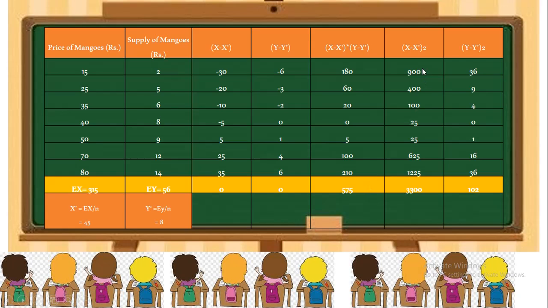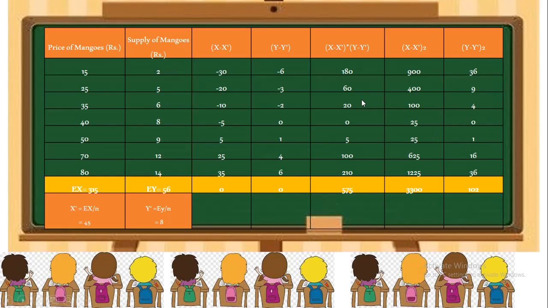Now in the denominator we want x minus x bar square and y minus y bar square. So x minus x bar square will be again x minus x bar. So 30 into 30, which is 900. 20 into 20, which is 400. 35 into 35, which is 1225. And when we make the total, it is 3300, which is sigma x minus x bar the whole square. Similarly, we'll do y minus y bar. So 6 into 6 is 36. 3 into 3 is 9, and when we make the total, it is 102.